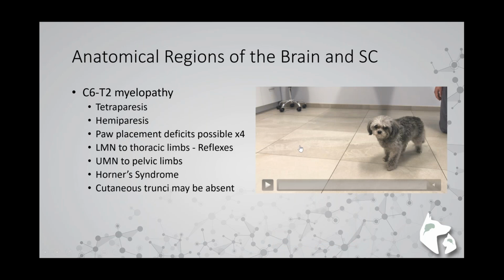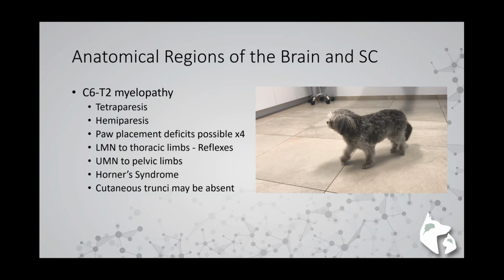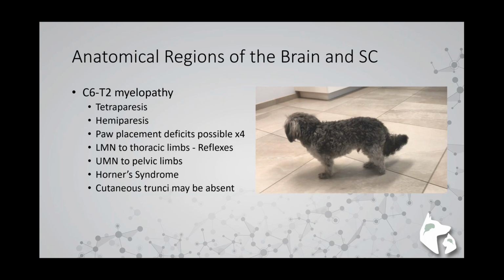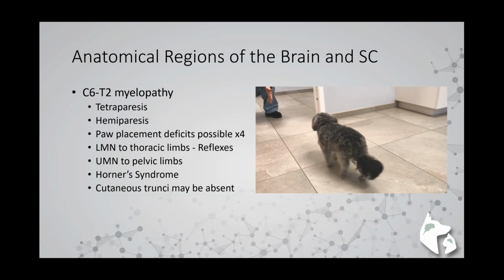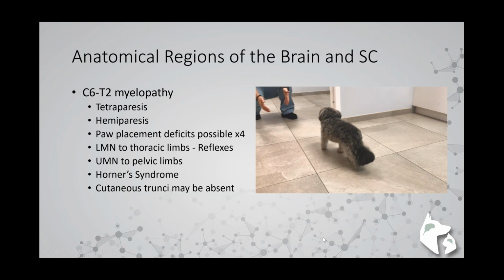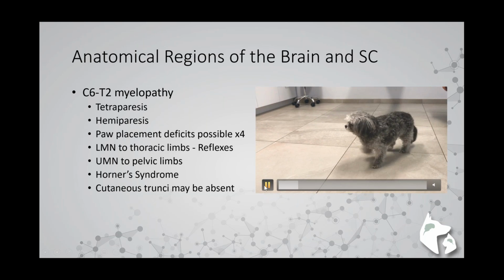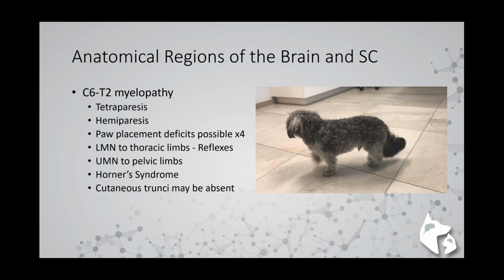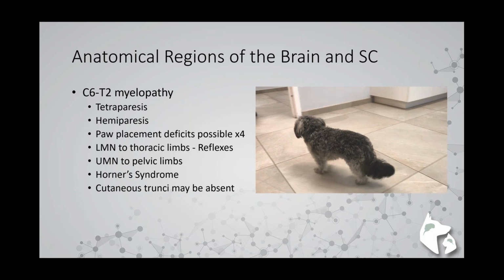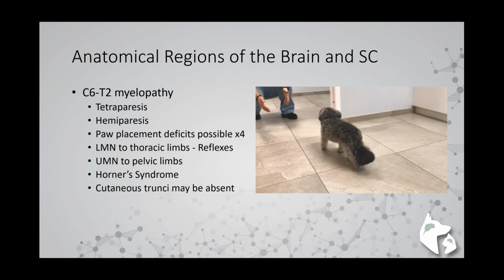Next, we have C6 to T2. So these patients can have a very classic two-engine gait. Notice this tiny patient here is very quick with his front legs, but his back legs are very slow and kind of floaty. This is called a two-engine gait, very classic for dogs that have C6 to T2. We'll expect all four legs to be weak.